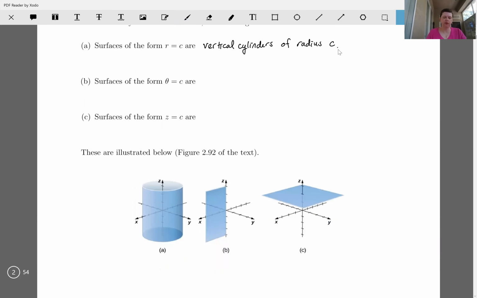Surfaces of the form theta equals c, as you can see by the picture here, are half planes, and they're at an angle c from the x-axis, because if you'll recall, theta is measured from the positive x-axis. So these are half planes at an angle c from the positive x-axis.